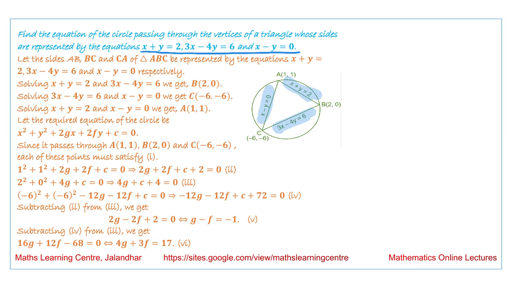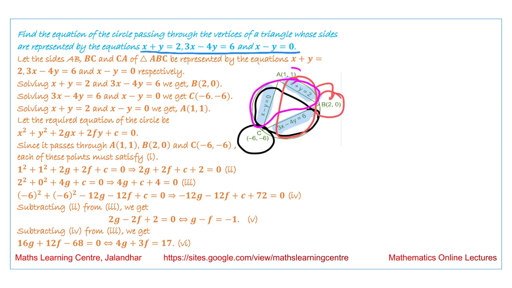By using these 2 equations, if we solve them, we obtain the coordinates of the point C. If we solve these 2 equations, we will obtain the coordinates of the point B. And if we solve these 2 equations, we will obtain the coordinates of the point A. So this question now becomes: find the equation of the circle passing through the points (1, 1), (2, 0) and (-6, -6).